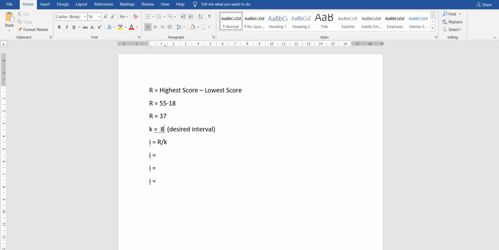Hindi tayo pwedeng maging 3. Hindi tayo pwedeng maglagay ng interval na 2, 3. So, ang desired interval natin is 8. Pwedeng 9, pero masyado na marami ang 9 since 55 lang naman lumampas sa. So, for me, safe na lang yung 8. Okay, so we have 37, the range, divided by K, which is the 8. Okay, so 37 divided by 8 is 4.625 or 5. 5. Okay?